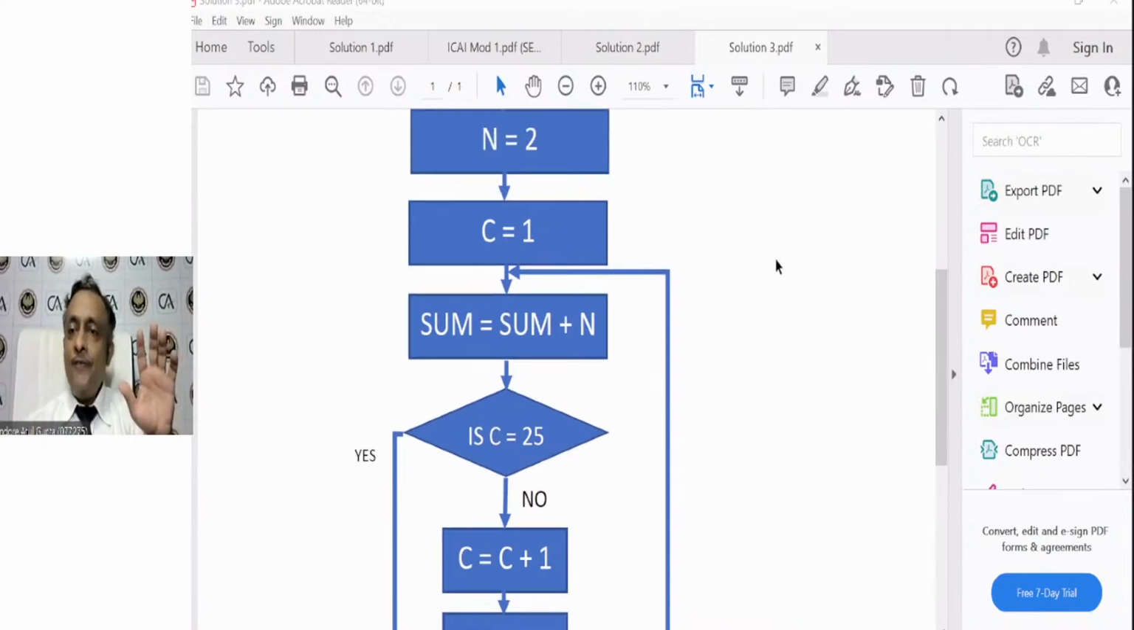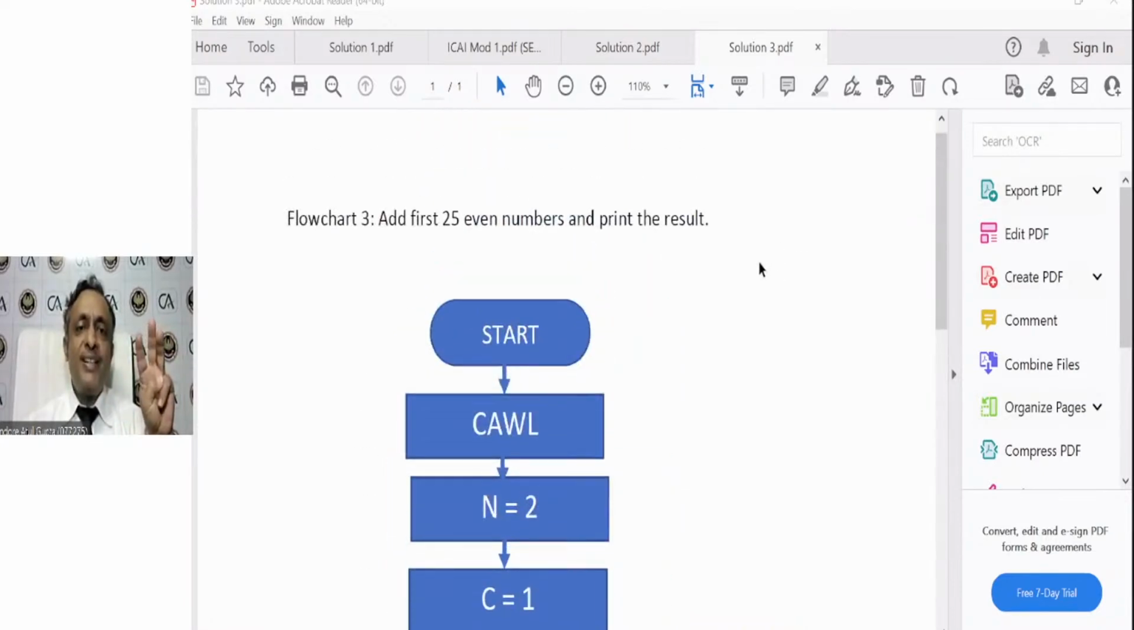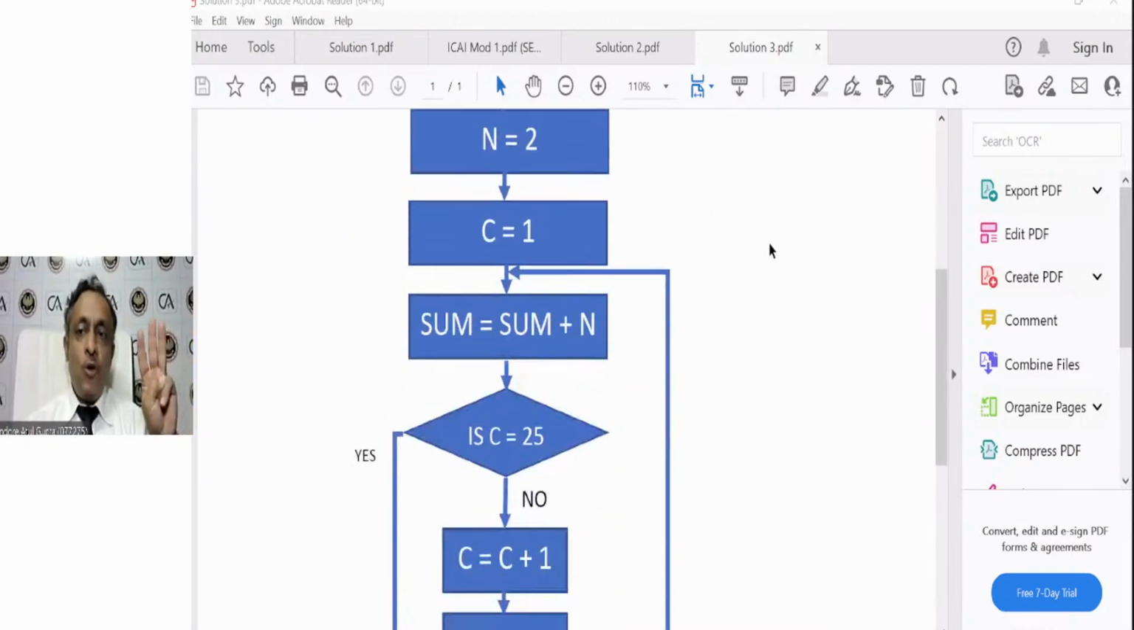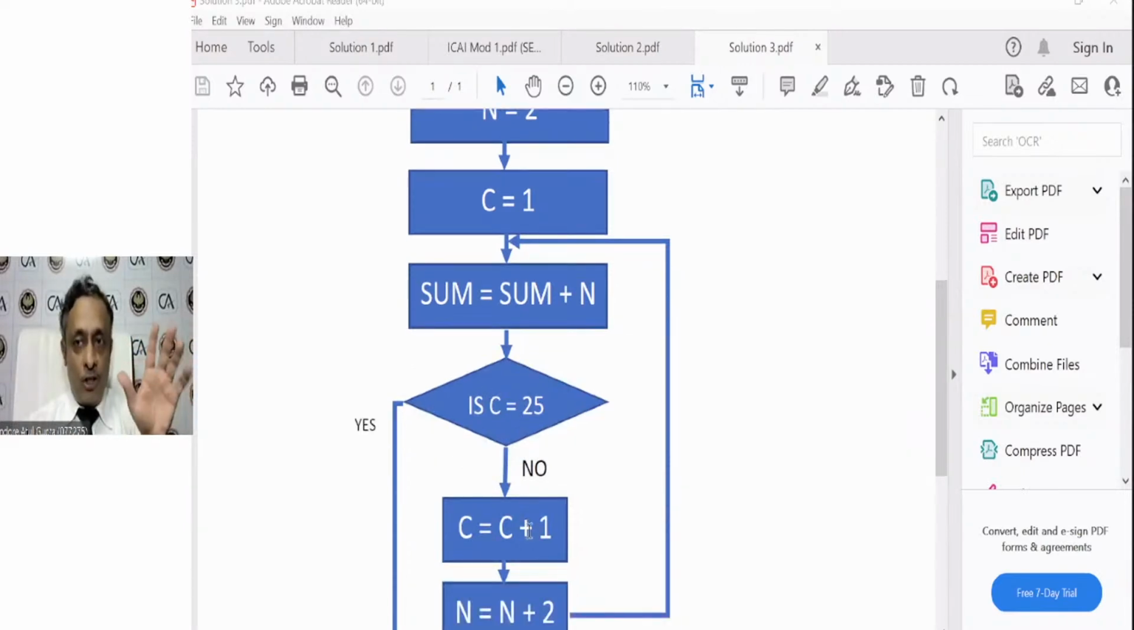Okay. So suppose the condition was to add the first 3 even numbers, first 3 only. So my counter will be 3. Now let us do it. So I'm adding only the first 3 even numbers. So N is 2, C is 1, sum is sum plus N. So sum is 0, N is 2, so sum is 2. Is C 3? No. Now C is 2.